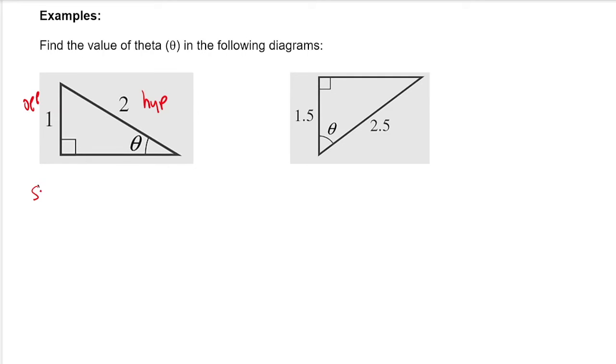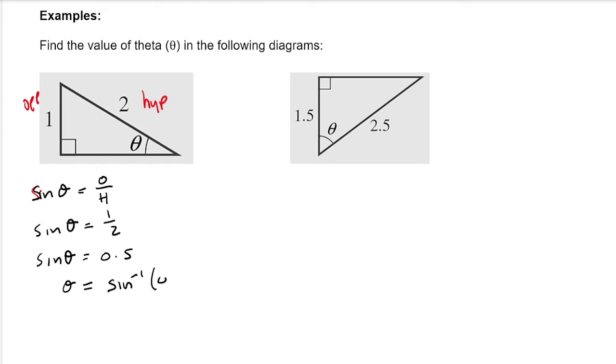So sine theta is opposite over hypotenuse. Sine theta is 1 over 2. And we've already seen before that that is 0.5. So what we would do is go theta equals sine to the minus 1 of 0.5, which is going to get us that 30 degrees. Now let's see it happen in the calculator.